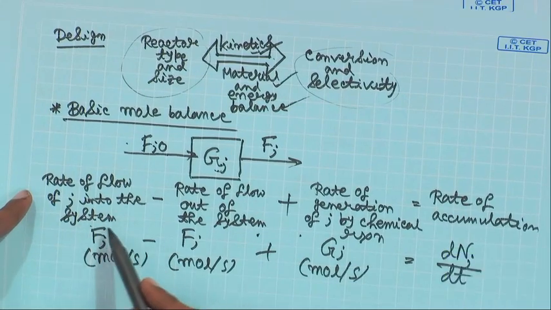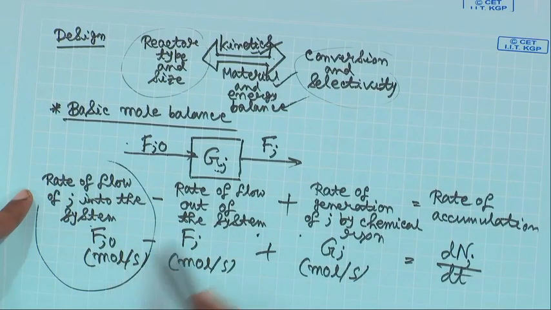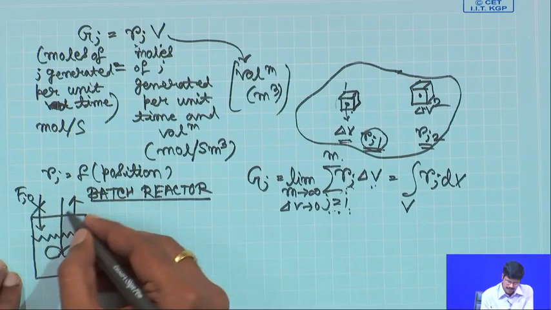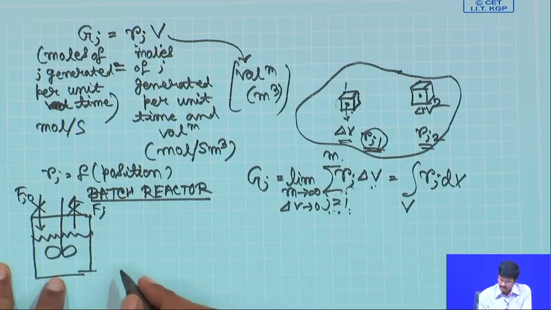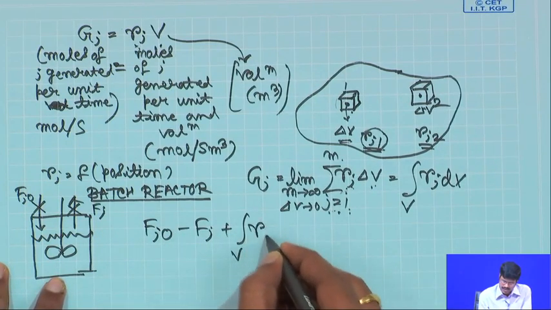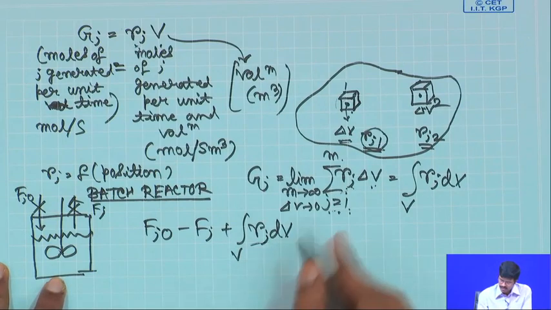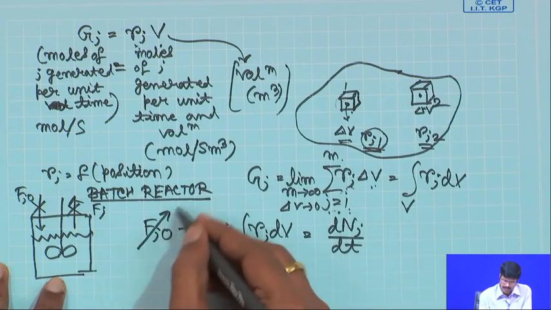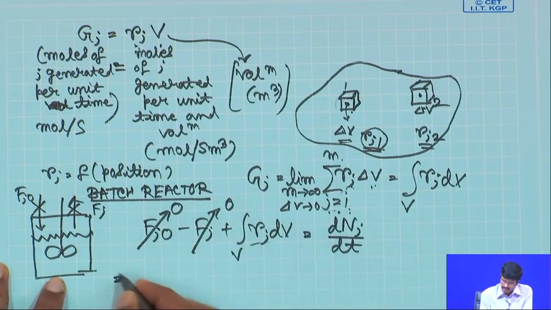So, this rate of flow of J into the system, this is 0. Rate of flow of J out of the system, that is also 0, because nothing is coming out as the reaction is progressing. Only these two terms remain. So, your Fj0 is not happening, Fj is also not happening. So, this equation is Fj0 minus Fj plus integral V Rj dV, that is rate of generation, and that will be equal to rate of accumulation dnj dt as a function of time. Now, this is 0 and this is 0. So, your design equation becomes integral V Rj dV.